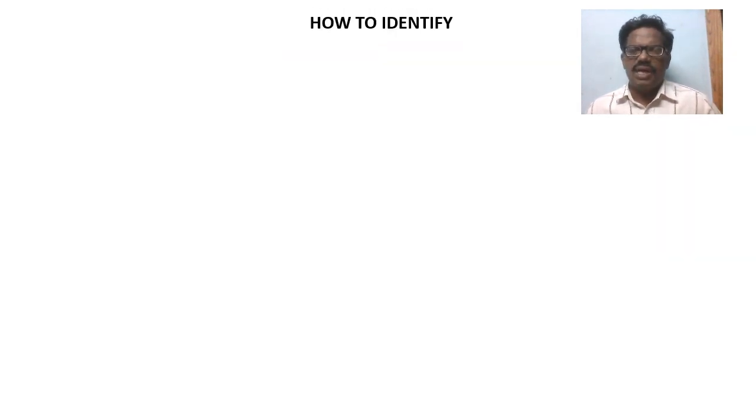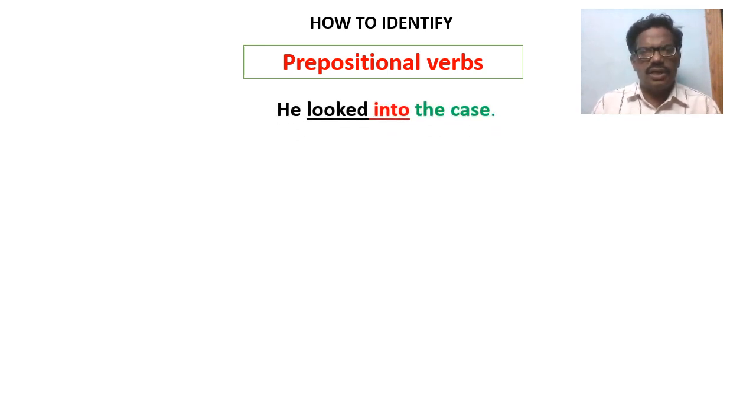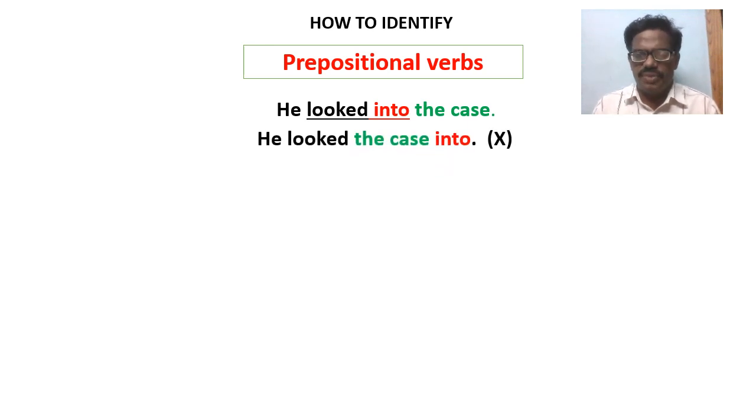Now let us see how to identify the second form of multi-word verb, that is prepositional verb. He looked into the case is the example. Here, the particle into cannot be separated, cannot be placed after the object, that is the case, as shown in the example. So whenever the particle cannot be separated and cannot be placed after the object, then the multi-word verb concerned is called prepositional verb. So here looked into is called prepositional verb.